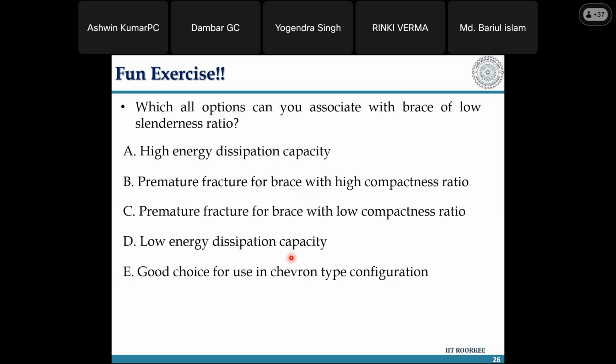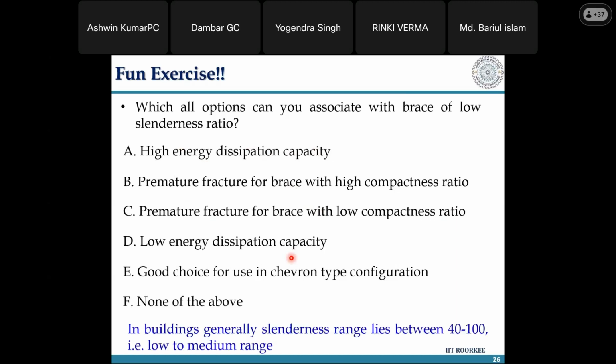Good choice in chevron type configuration? No, because the values are very high. Tension values are high, compression values will get very low, which means unbalanced forces in the beams will be very high for low slenderness ratio braces, right?